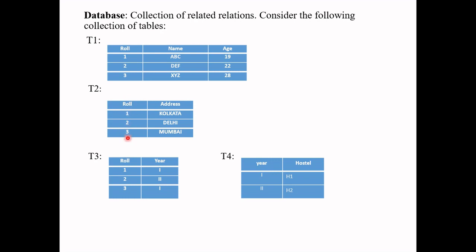See here we have a roll number, which is a number, and here we have an address. It is a collection of characters, so the data type of roll number and address must be different. But the data type of all three roll numbers must be the same, and the data type of the addresses Kolkata, Delhi, Mumbai is also the same.